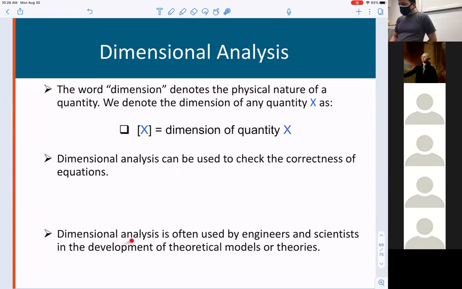Another really useful benefit of dimensional analysis, it is often used by engineers and scientists in the development of theoretical models of various systems. So for example, if you're an engineer trying to describe water flow from some tank, then you're trying to get the flow rate. So you will say flow rate has some dimensions, I don't know, how many gallons of water per second, for example. That has dimensions of volume over time, which is length cubed over time.